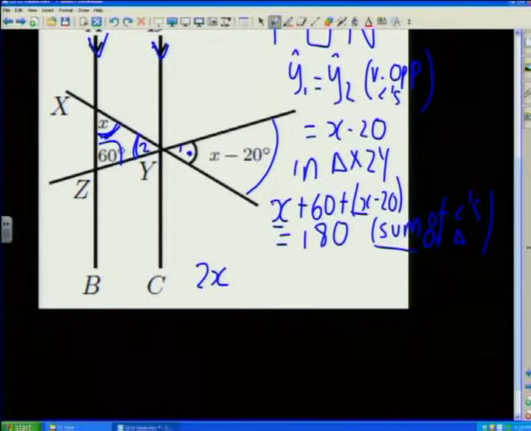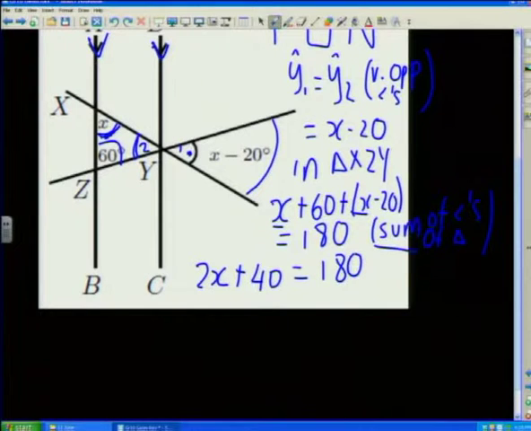60 minus 20 will give me plus 40. And that's equal to 180. Remember, we're just looking for x. So I take the 40 over to the other side. So I'm going to get 2x, subtracting the 40 from both sides, is equal to 140.